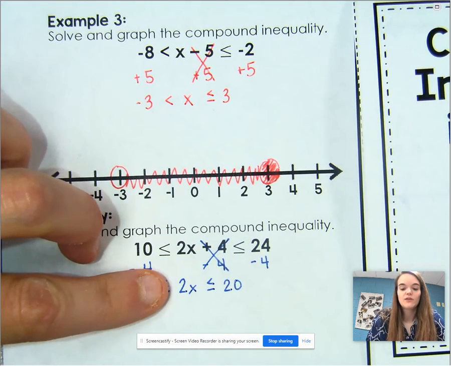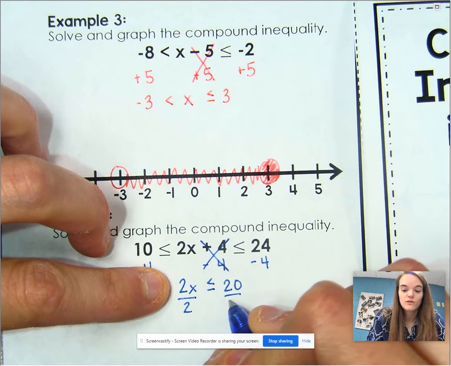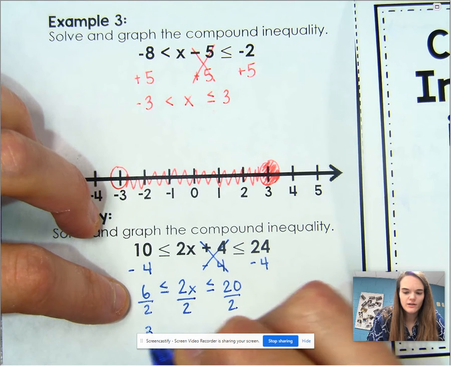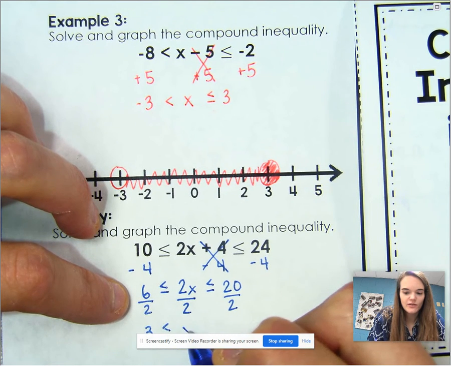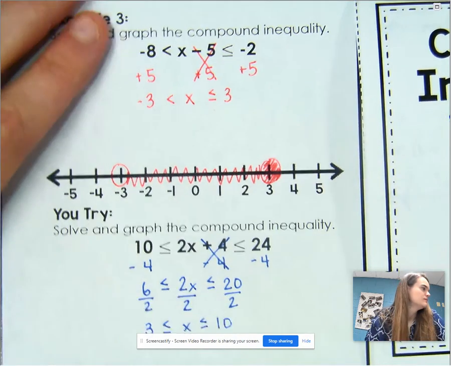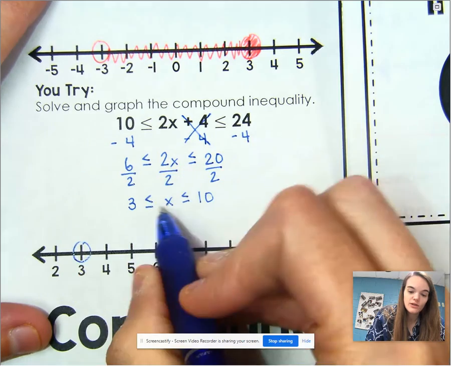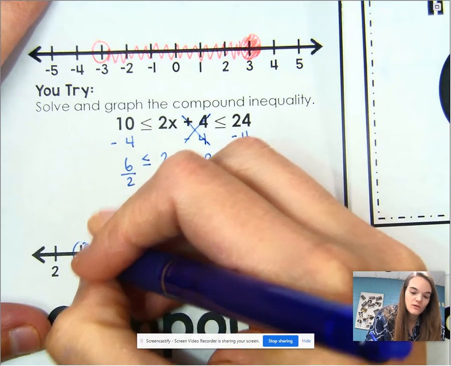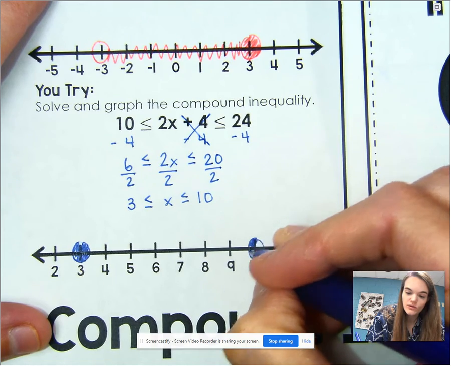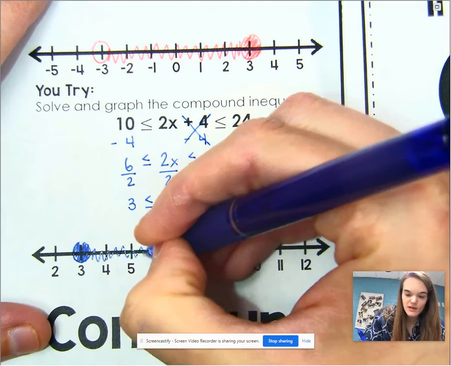Okay, if you need to cover it up again. Divide by 2, all 3 sides. 3 less than or equal to x less than or equal to 10. Circle 3, closed. Circle 10, closed, because of the or equal to, and shade in between.